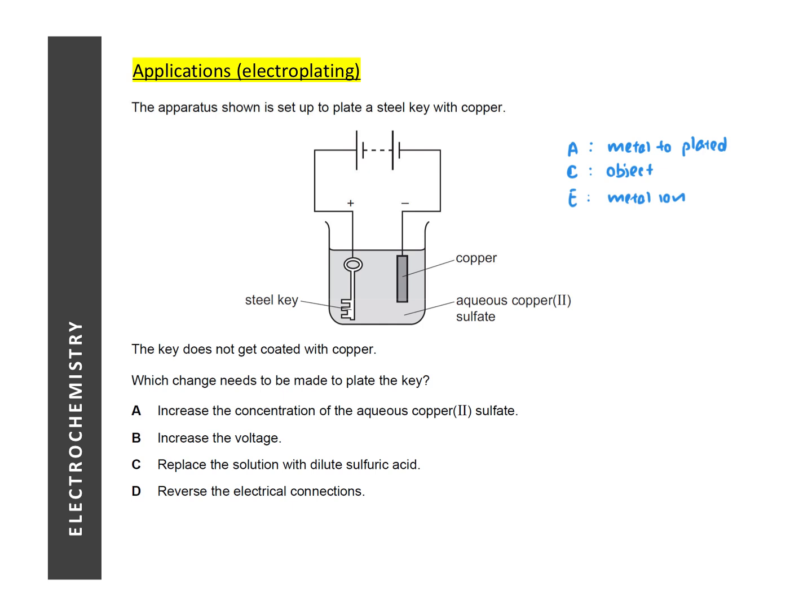However, the question tells you that the key doesn't get plated. So over here, let's check the setup. You can see that now the key is at the anode. For electroplating, the object that you want to plate the metal onto, you must put at the cathode instead of the anode. So all you need to do now is to reverse the electrical connections, and now your steel key will be found at the cathode.